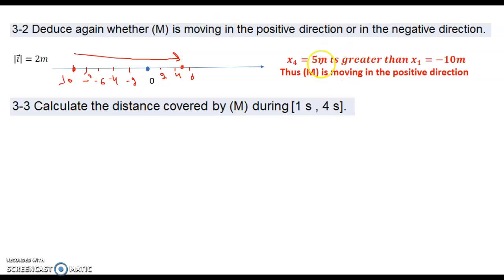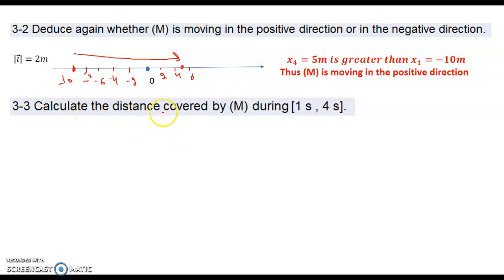That's why since x4 is 5 meter, greater than x1, which is equal to minus 10 meter, thus M is moving in the positive direction. So whether we consider the speed or the velocity or the change of the position, we obtain the same result, which is that M is moving in the positive direction.